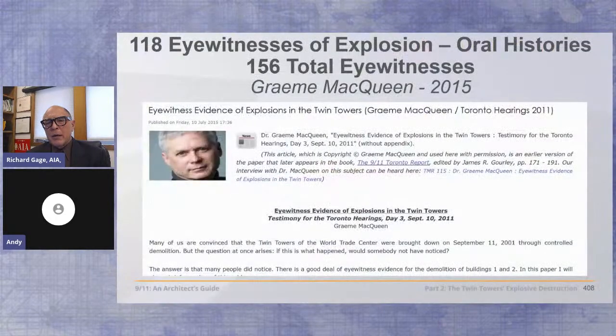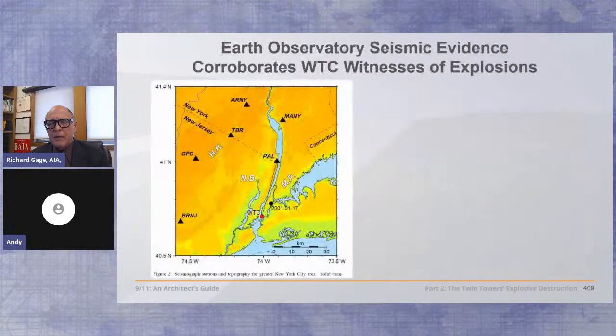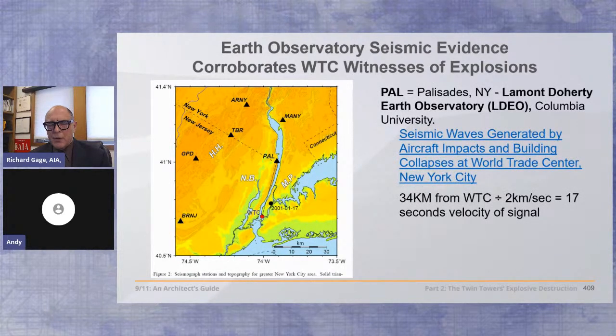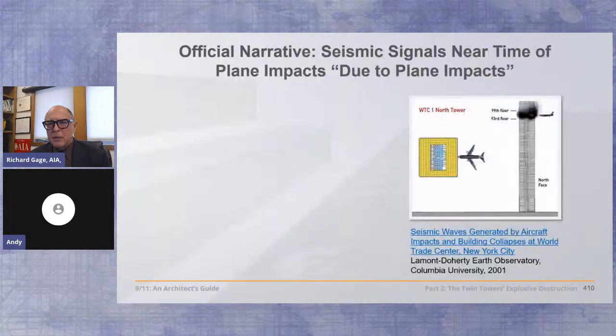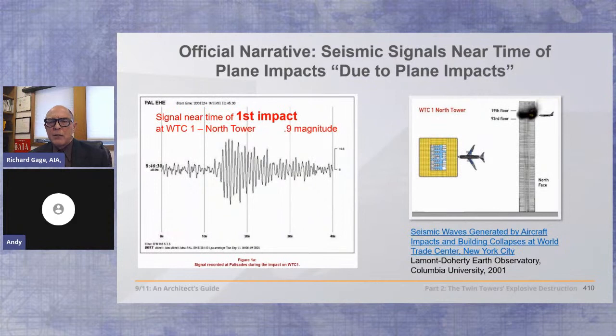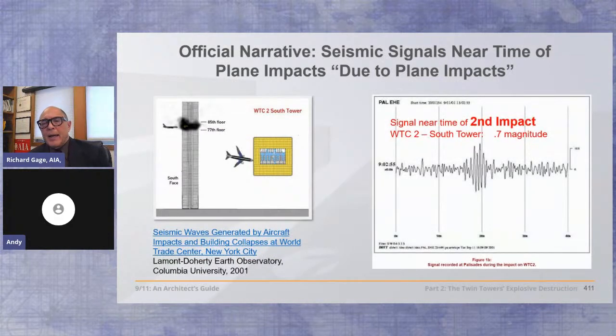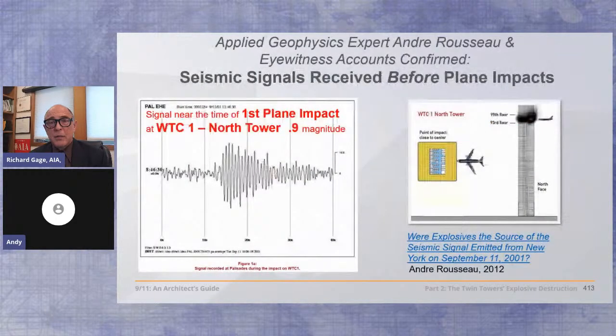So we've also gained from the work of Graham McQueen from 118 witnesses up to 156 total witnesses among the 500 responders whose oral testimonies were so valuable. Now 156 witnesses of explosions. But here's probably the most important one. It's the Lamont-Doherty Earth Observatory 20 miles north, and it's recording seismic evidence. In fact, a 0.9 magnitude event upon the first impact, which is claimed to be a result of the impacting plane. And the second plane impact at the South Tower, a 0.7 magnitude event, which is said to be a result of that plane too.